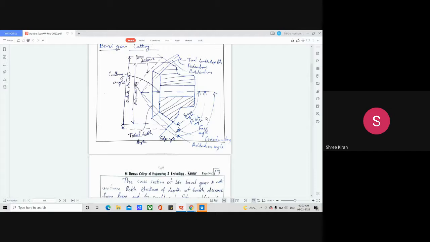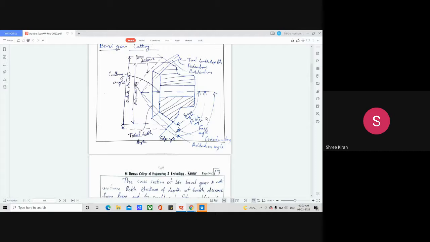So if a cutter is selected for cutting tooth space at any one end of the tooth, it will not be correct for the other end of the tooth.